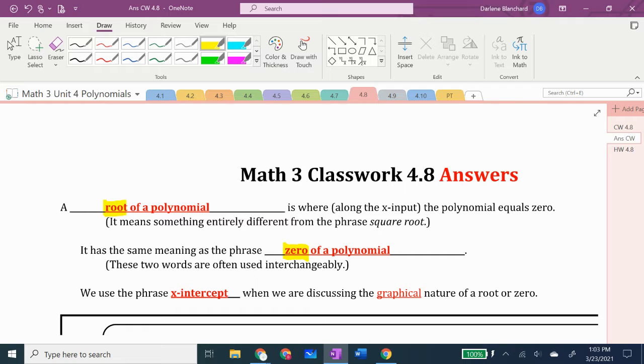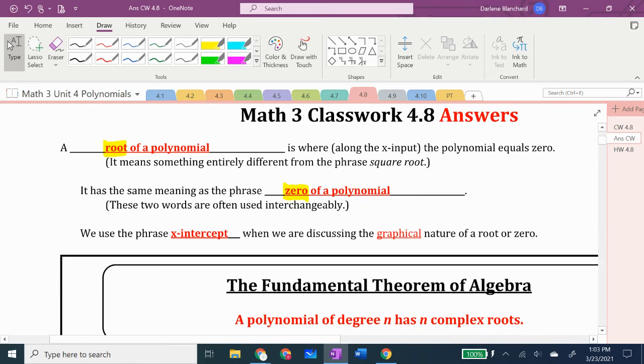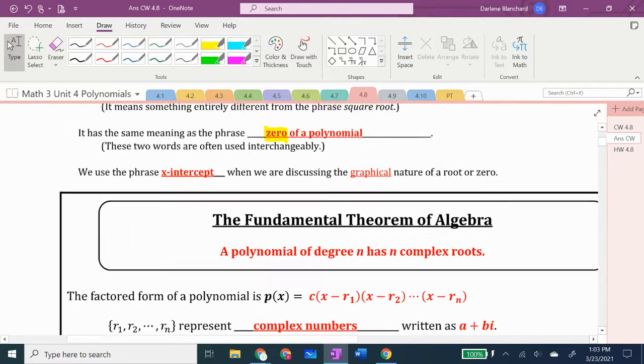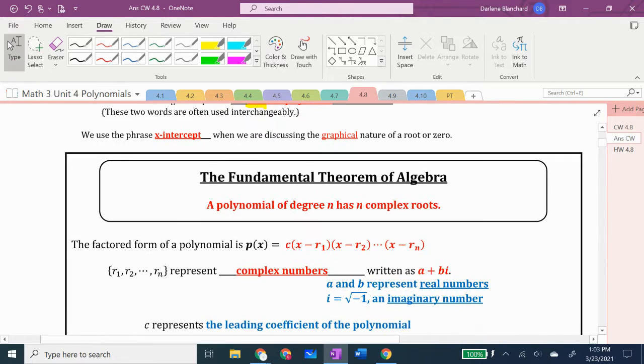And I'm going to interchange them to make sure that you keep in mind that they mean exactly the same thing. Now, the fundamental theorem of algebra, a very important theorem, says that a polynomial of degree n has n complex roots. But what is meant by a complex root? So the roots you've seen so far, the zeros, have been real numbers.